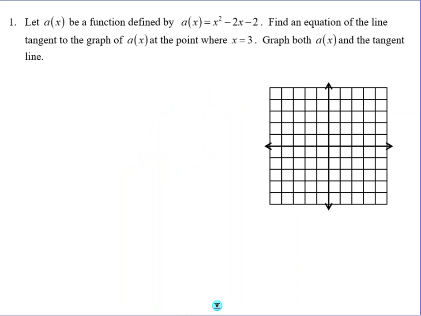First, we have let a of x be a function defined by a of x equals x squared minus 2x minus 2. Find an equation of the line tangent to the graph of a of x at the point where x equals 3, and graph both a of x and the tangent line. I'm going to start by graphing a of x.